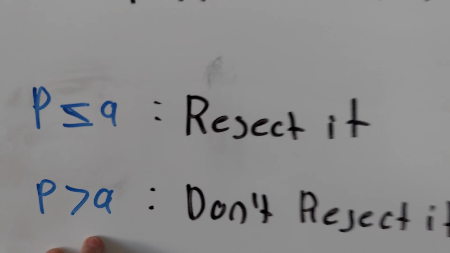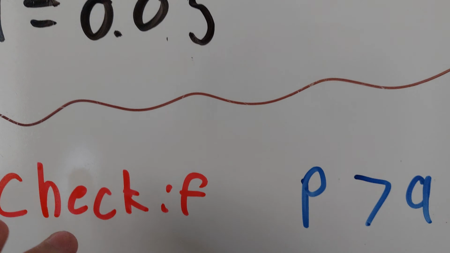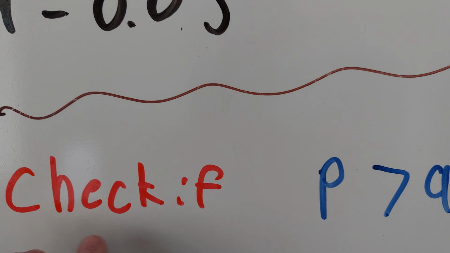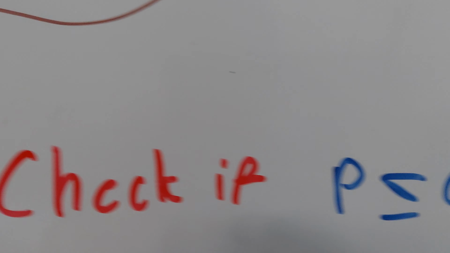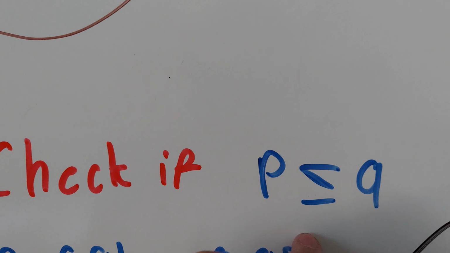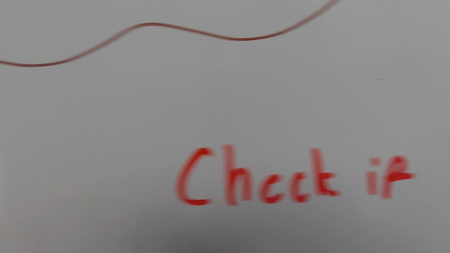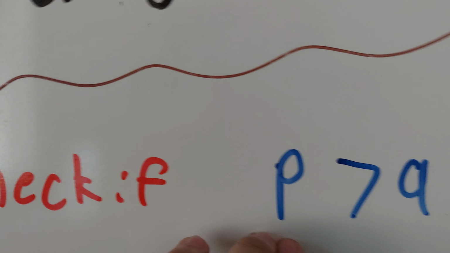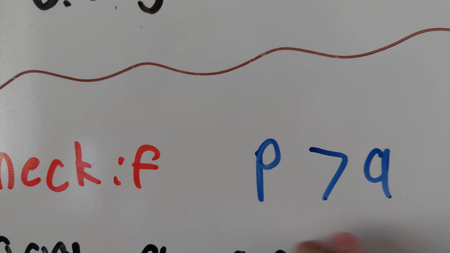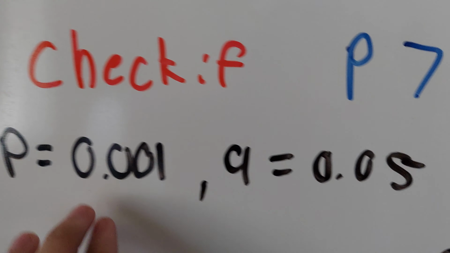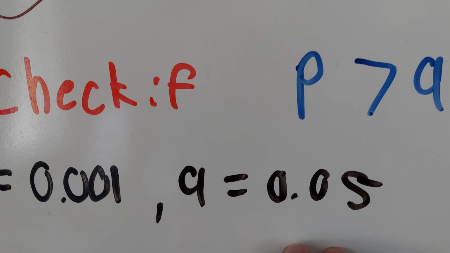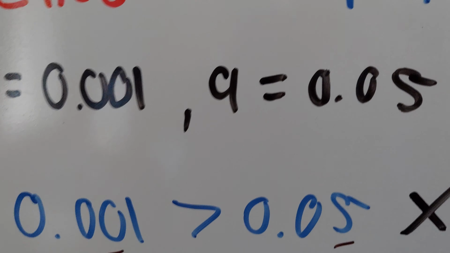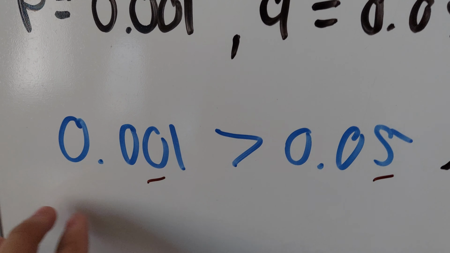So with that out of the way, let's apply this to the homework. There's two ways we can do this. We can check if the p-value is greater than alpha, or we can check if the p-value is less than or equal to alpha. I'll go over both, but let's start with this one. So check if p-value is greater than alpha. We know that our numbers are 0.001 and 0.05. Let's put them in their respective places, and that would give us this.